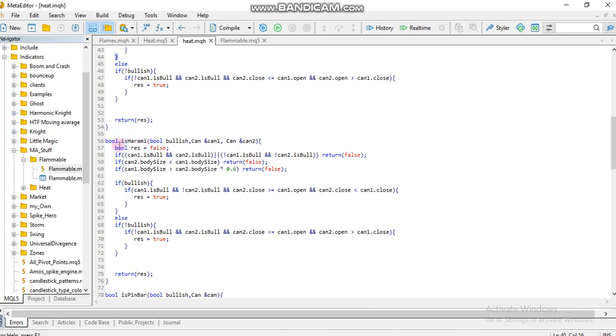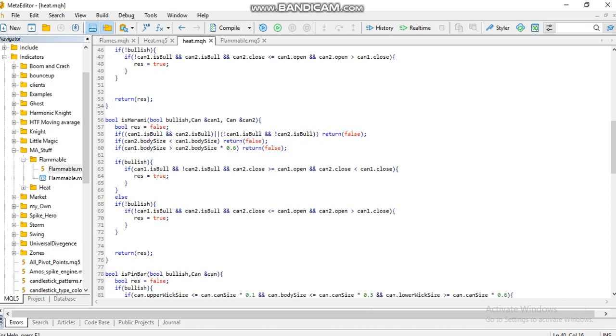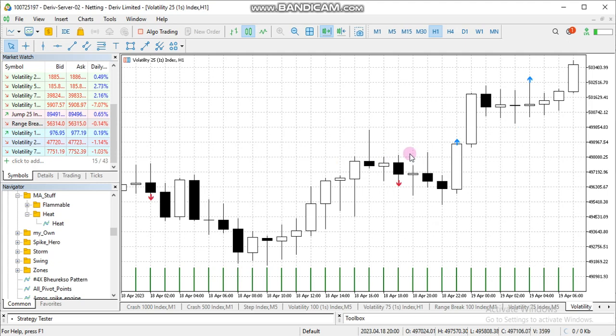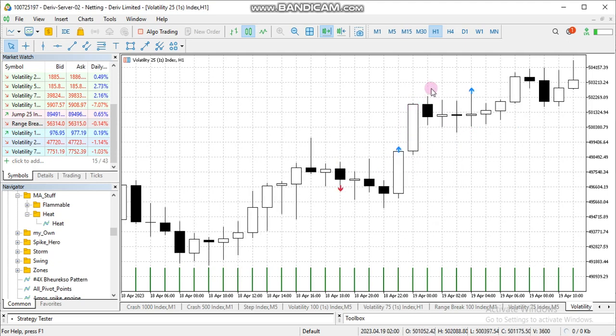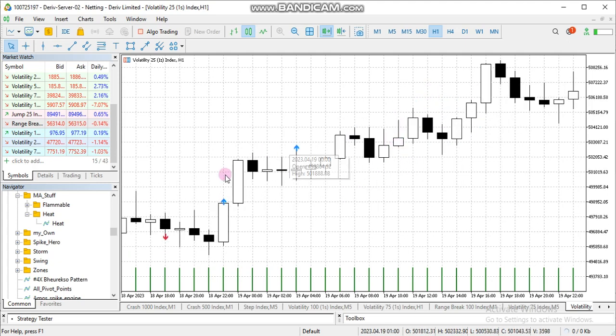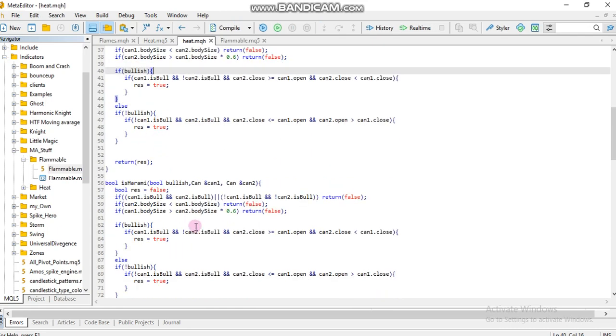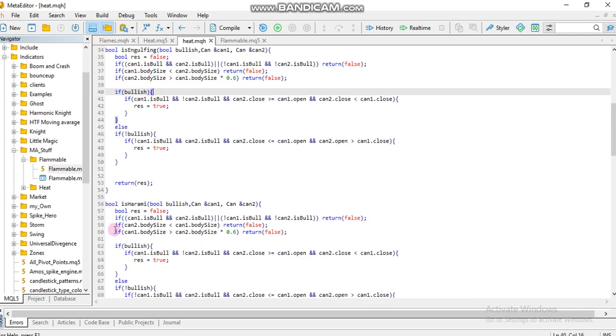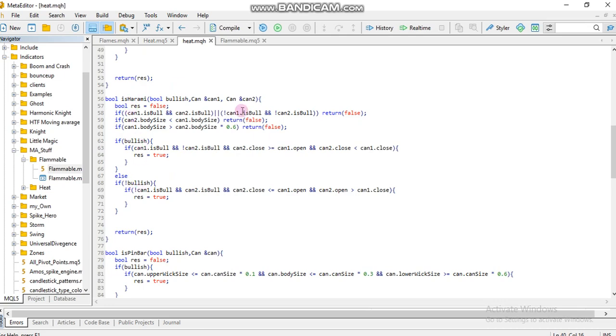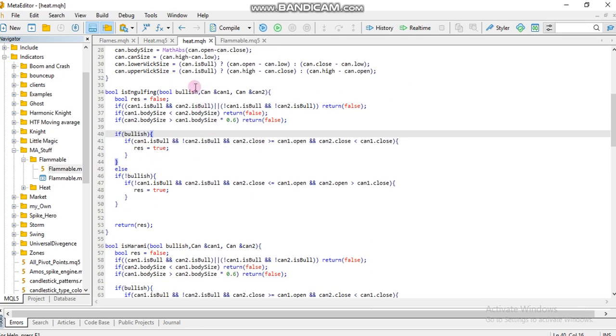Then there's the bull harami. So here we're checking for a harami candlestick pattern, meaning that we're checking for something which looks a lot like this. Okay, so this would be a harami candlestick pattern. So it's just the flipped version of the engulfing pattern. If you just flip the values around, you get yourself a harami pattern.